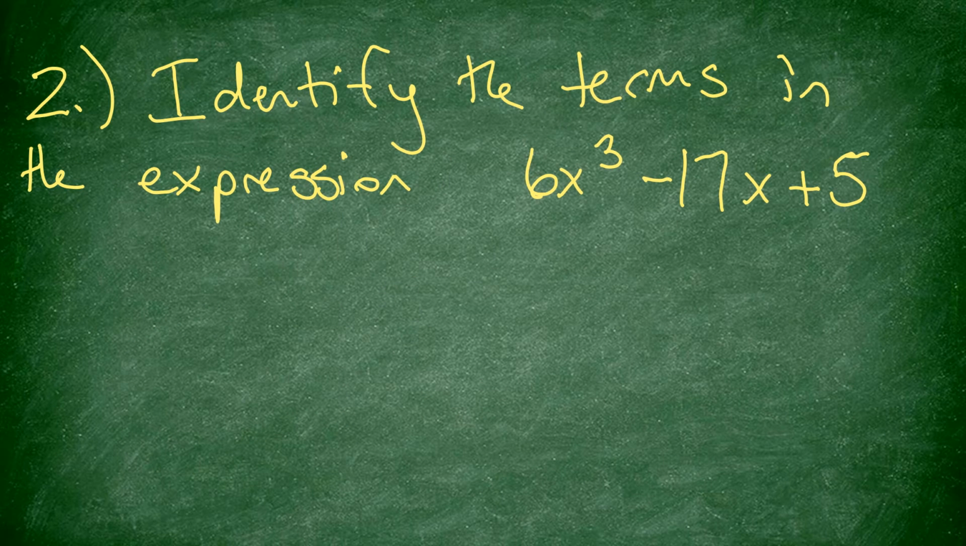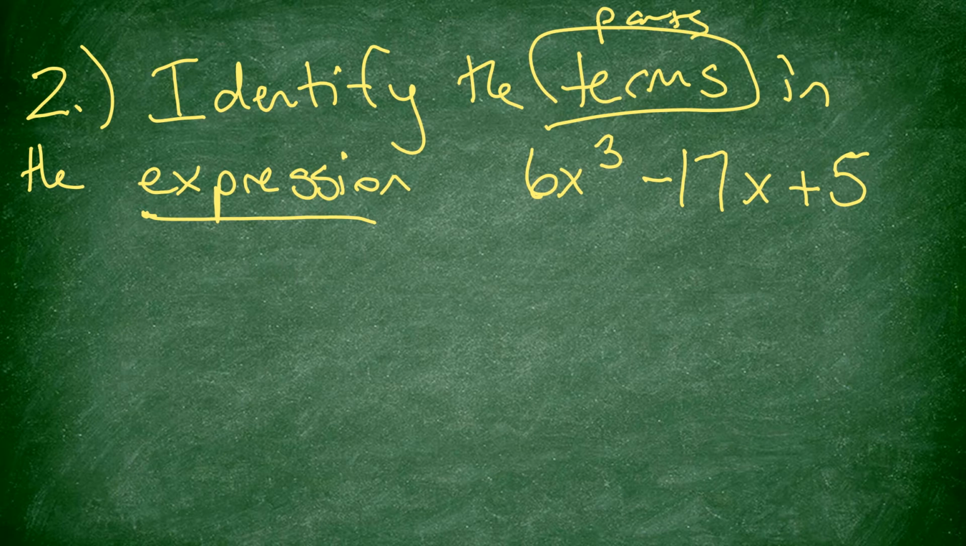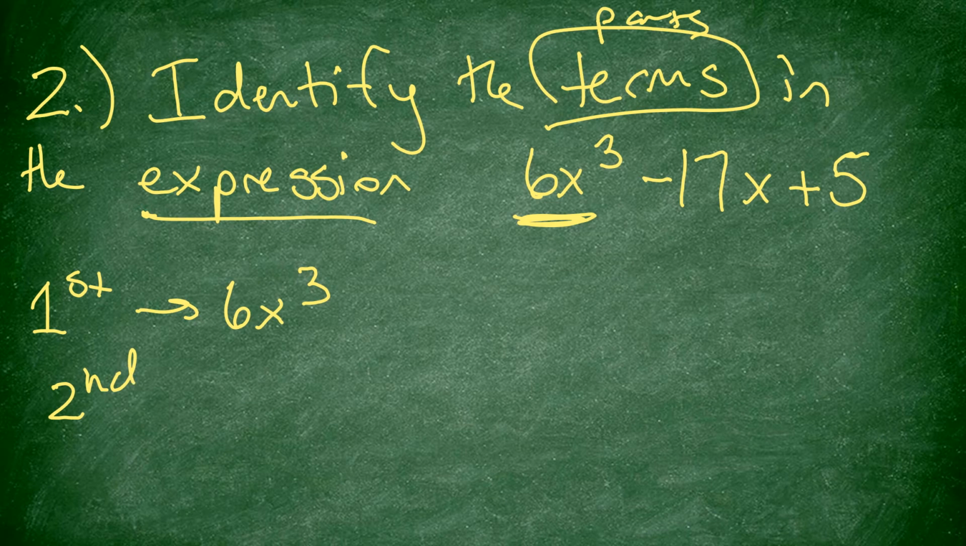Alright, number 2 says identify the terms in the expression 6x cubed minus 17x plus 5. Remember, expression is just a mathematical phrase, and terms means kind of like the parts. So there's 3 parts. The first part is 6x cubed. Remember, terms are broken up by addition and subtraction. So 6x cubed is all one term, so the first term is 6x cubed. The second is minus 17x. Notice I did not forget the negative sign. If you forgot the negative sign, that's where you made a mistake.